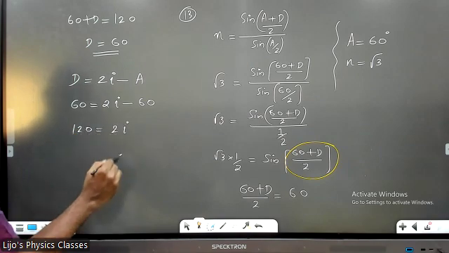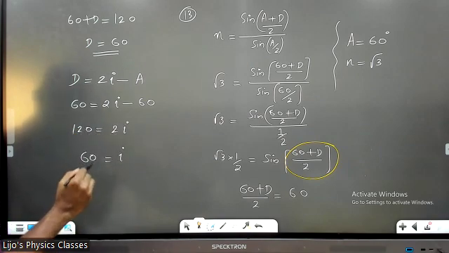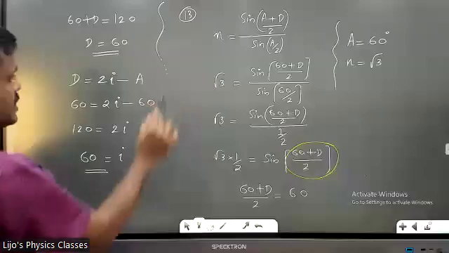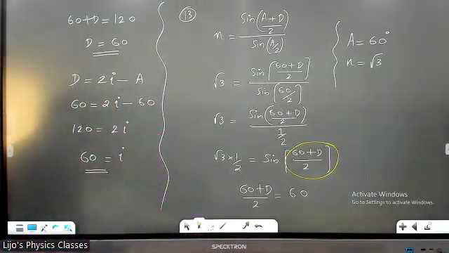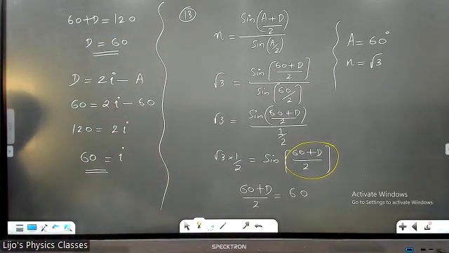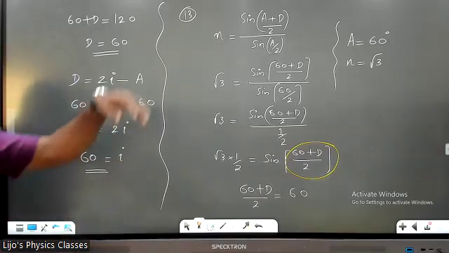120 is equal to 2i, or i is equal to 60 degrees. Angle of incidence is equal to 60 degrees. All of you got this? Anybody wants it again? All of you online. First is what? Look at this.